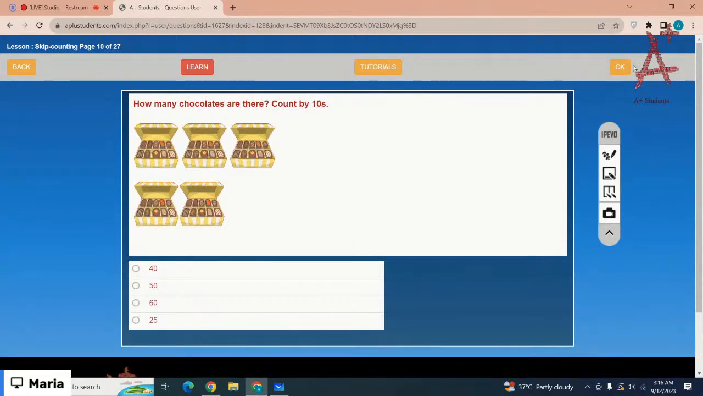How many chocolates are there? Count by tens. So which is the correct option? 10, 20, 30, 40, and yes, 50. That means there are 50 chocolates. The correct option is 50, right?